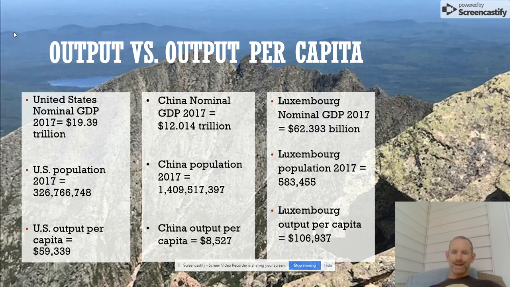But look at Luxembourg. Output per capita there is over $106,000. So even though their economy looks really tiny compared to ours, Luxembourg is actually a very, very wealthy country, one of the richest in the world. So just understand the interpretation of those, and when and why you would look at GDP versus GDP per capita.